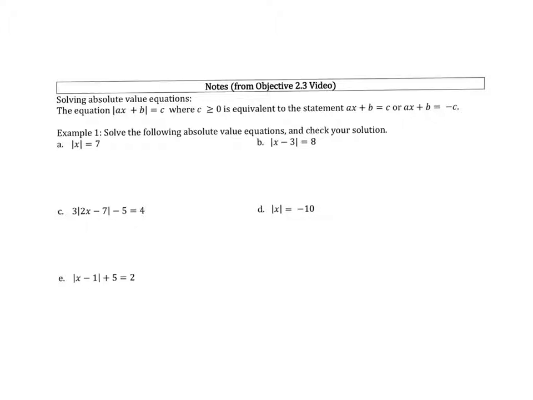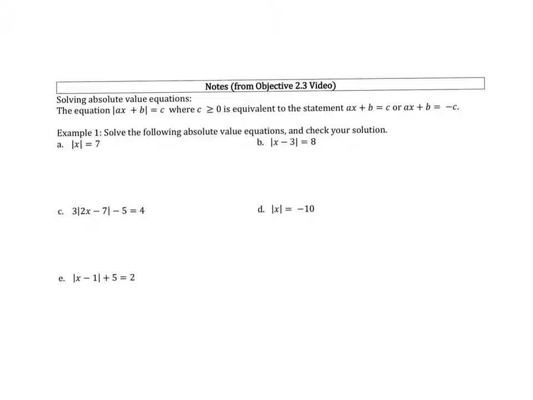I want you to think about the scenario. Absolute value of x equals 7, like you see on example 1a. That means for what number is x 7 units away from 0? Well, if you really think about it, there's two numbers that make that a true statement. On a number line, the number 7 is 7 units away from 0, and so is the number -7.